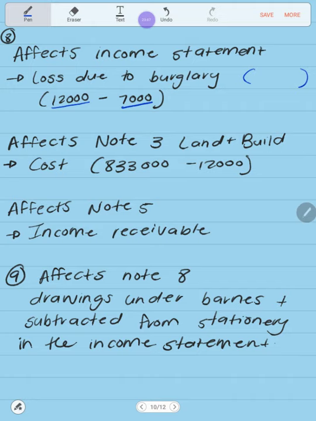And then it will affect note 5. Why will it affect note 5? Because the 7,000 Rand is still coming in, they said to us. But the 7,000 has not yet been received, so it becomes income receivable. It's also going to affect, now we are at a different adjustment. All right, adjustment number 9.